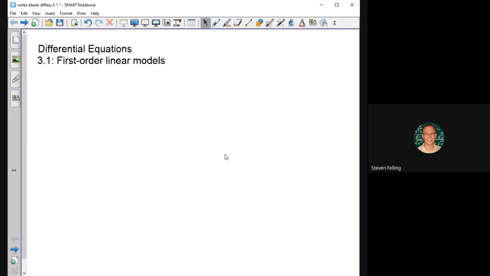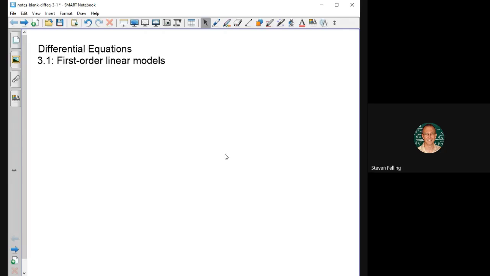All right, so this is going to be the video for section 3.1 in differential equations. This is part of the modeling unit, and in this unit, we're going to cover sections 3.1, 3.2, and 5.1. This covers everything that we're going to cover in this first part of the course about using differential equations to do calculations related to real-world scenarios, right?